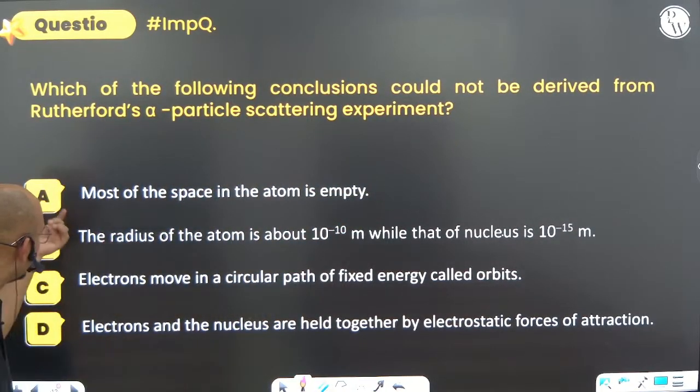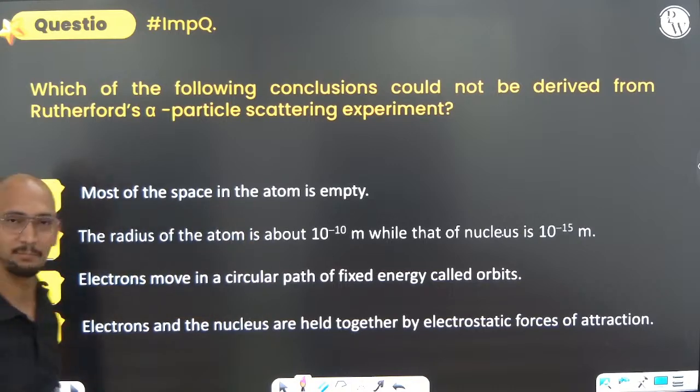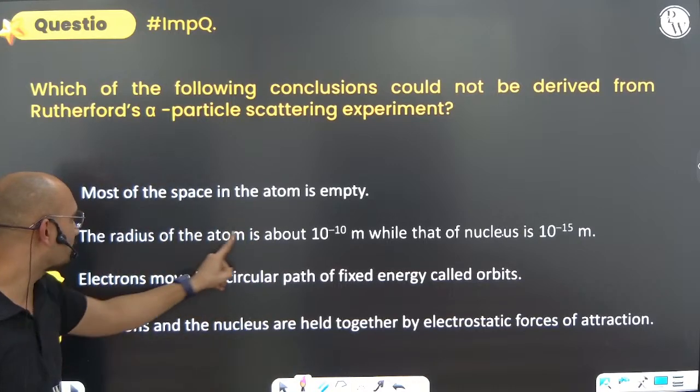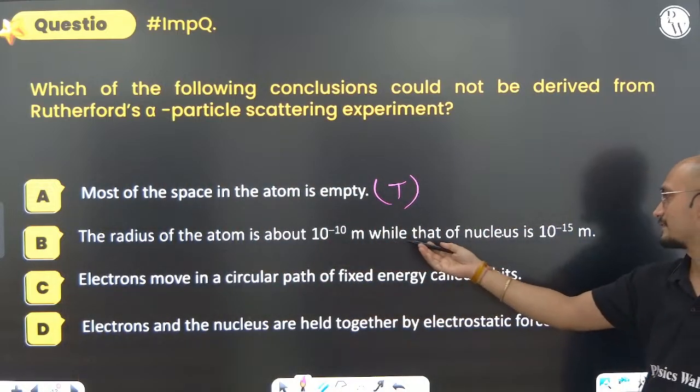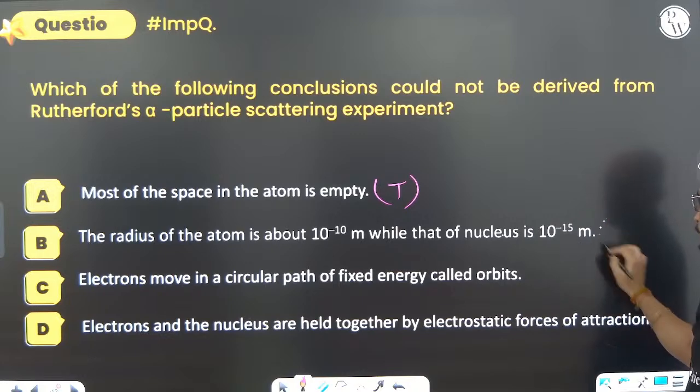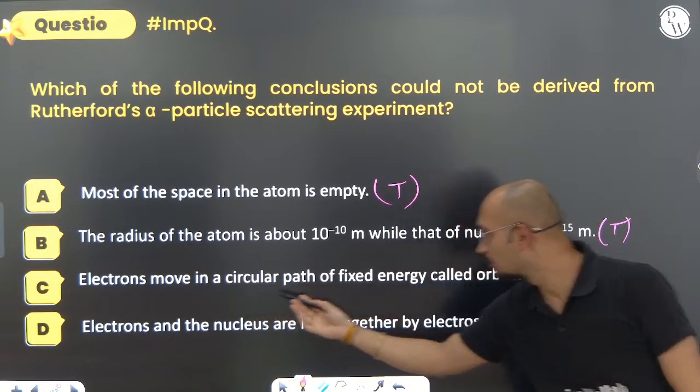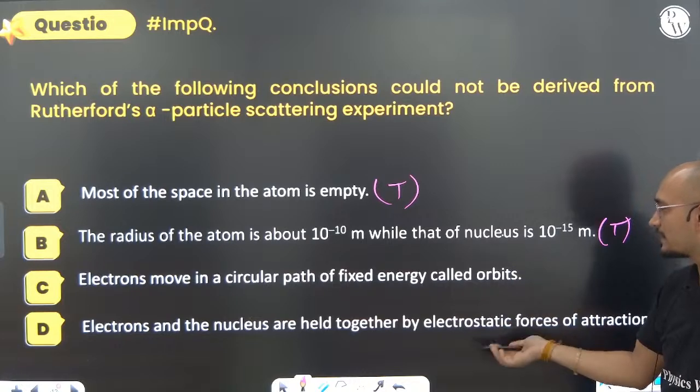Bataiye bhai. Chaliye. Most of the space in the atom is empty. Yes. True. The radius of the atom is about 10 to the power minus 10 meter, while that of nucleus is... perfect. It's also true. Electrons move in circular paths of fixed energy called orbits.